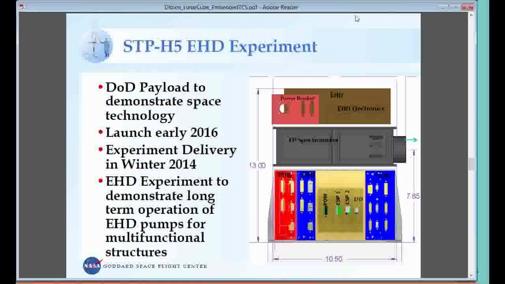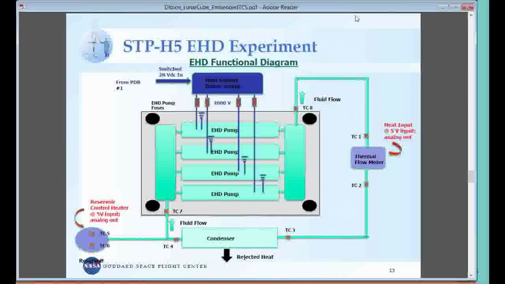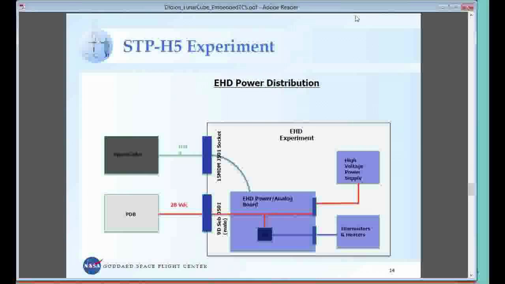Next chart, please. This is a schematic of the experiment. Next chart. More schematics of the experiments. Like my colleague yesterday, I've adapted an old talk for here because of the approval process. Next chart.